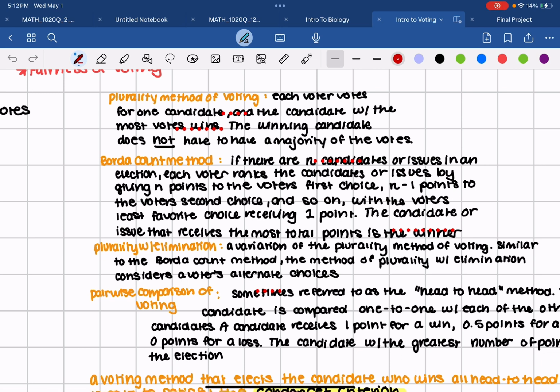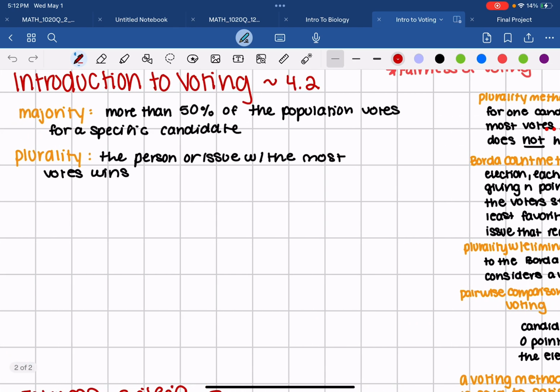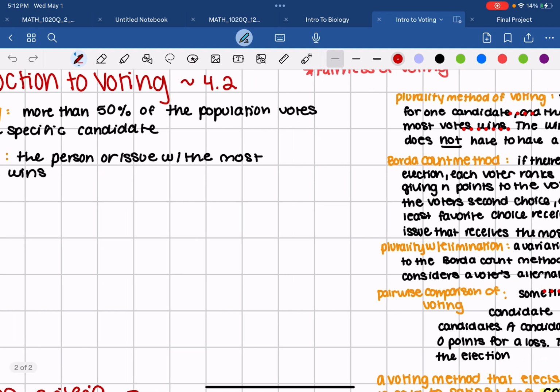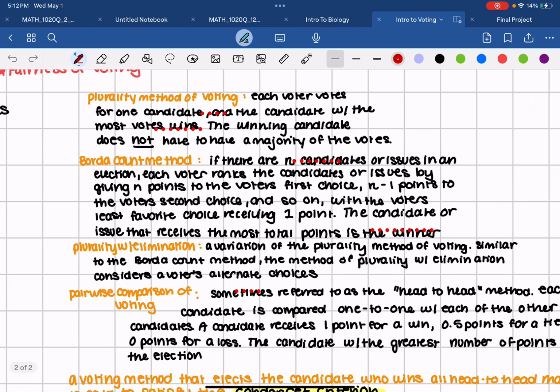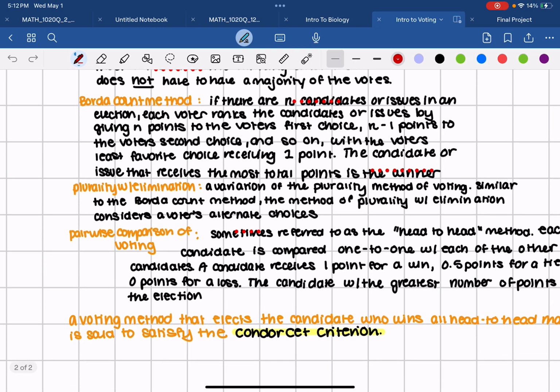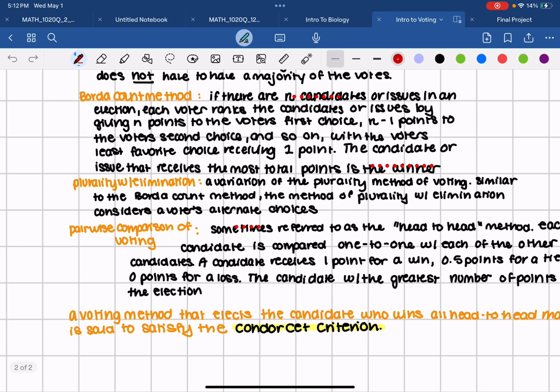However, it's important to distinguish for this one that there is a difference between majority and plurality. I've defined majority as being more than 50% of the population votes for a specific candidate, and plurality is when the person or issue with the most votes wins. This is important. It means that just because someone has the most votes, it doesn't mean they have the majority of the votes. The winning candidate does not have to have a majority of the votes to win. It's a little bit tricky, but it gets more comfortable as we continue on.